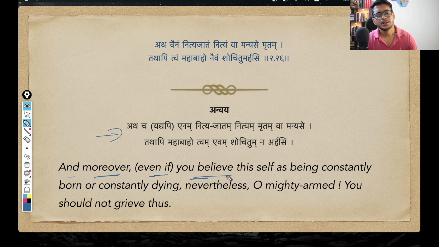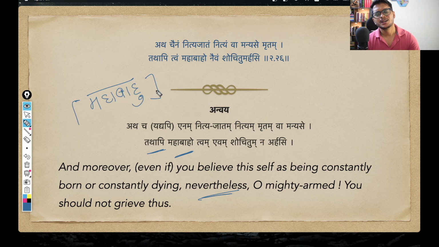Even if you believe, manyase, you believe this self, enam, as being nitya jatam, constantly born, or you believe it to be nityamritam, constantly dying. Basically Krishna is saying that even if you believe this self as being constantly born or constantly dying, tathapi, nevertheless, Mahabahu. Mahabahu simply means someone with mighty arms. This can also translate as someone with long arms.